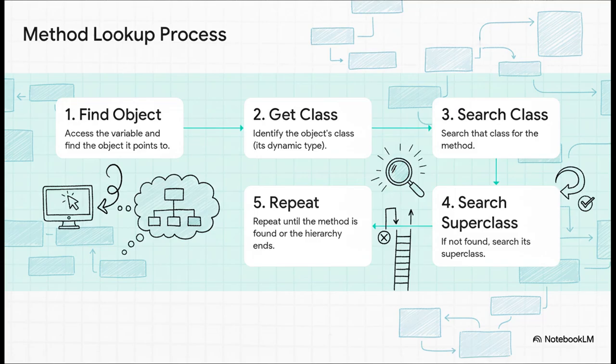So let's just lay that whole process out step by step. First, Java looks at the variable. Then it finds the actual object it's pointing to. Step 3, it figures out that object's class, its dynamic type. Then, and this is the important part, it searches that class first for the method. If it finds it, awesome, we're done. If not, and only if not, does it climb up to the superclass and start the search over again. This whole process guarantees the most specific version always wins.